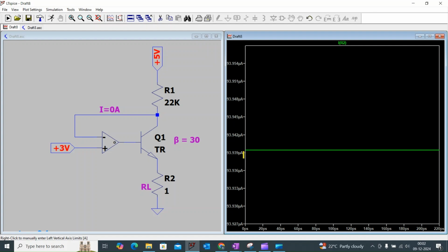So by using this circuit, we have learned about the closed loop configuration of the op amp, and also how to calculate the emitter current when we have a low beta value. Hope you are able to understand this circuit.